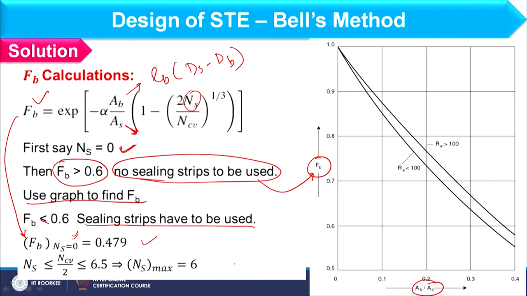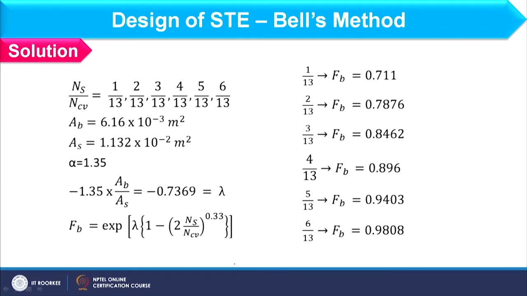So you can consider different values of NS, and you should stop where you find the FB value more than 0.85, right? So let's see the calculations. If I have NS and NCV like 1 by 13, 2 by 13 in this way, we can further obtain AB and AS, which we have already used in the FB calculation in the last equation, and here the alpha value should be used as 1.35 depending upon the flow, right?